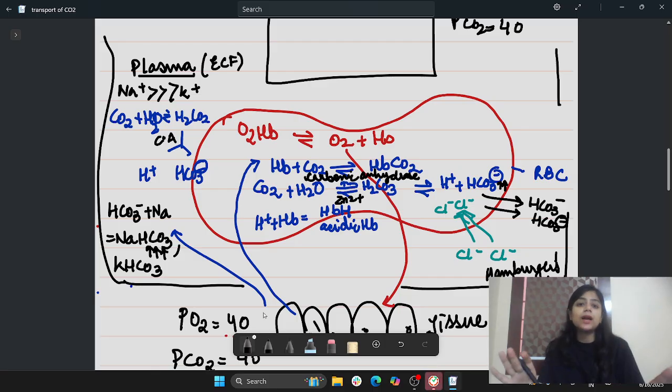That's what is happening at the tissue site. It's very clear and it's very evident. What more do you need to know? Carbonic anhydrase requires a cofactor. The cofactor here is the metal ion, which is Zn2+.